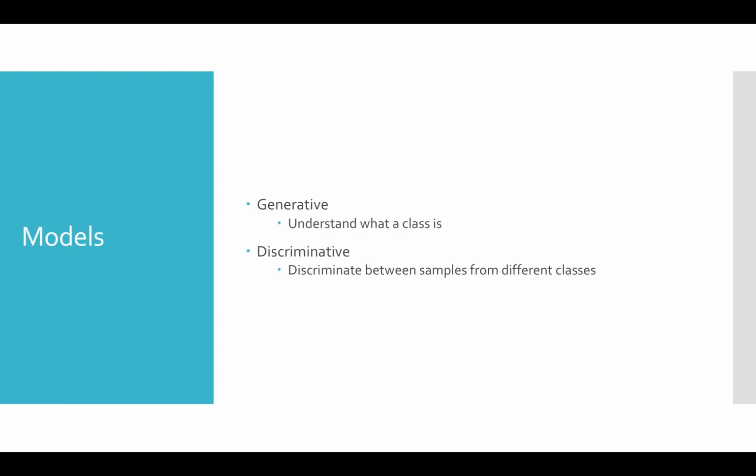Logistic regression is different from naive Bayes because it's a discriminative model. Naive Bayes is a generative model. It seeks to understand what a class is. So if we have an example of cats versus dogs, a generative classifier would like to understand what a cat looks like and what a dog looks like. Whereas discriminative classifiers, like logistic regression, seek to discriminate between samples. So they're trying to identify what makes a cat different from a dog, not to figure out exactly what represents a cat and what represents a dog.